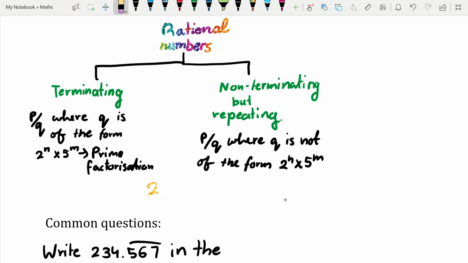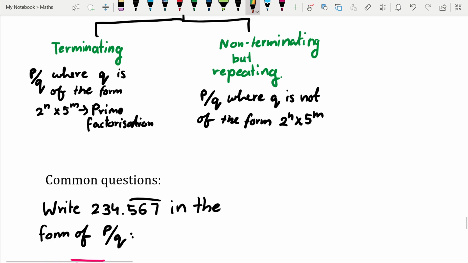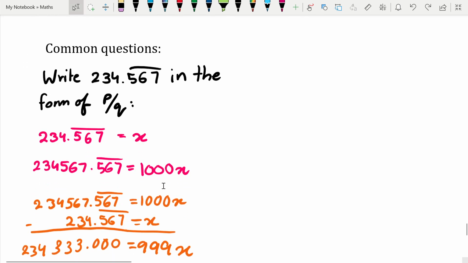And it is going to be terminating because if we divide 1 by 5, we go 0, 1, 2, point. We add a point, we get 2. So that's going to be 0.2. So it is terminating. But if it's non-terminating but repeating, then the q is not going to be in the form of this. Alright?